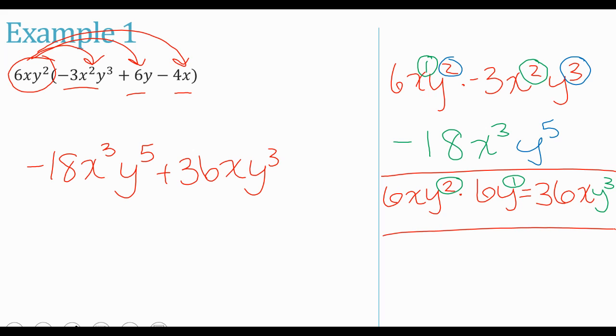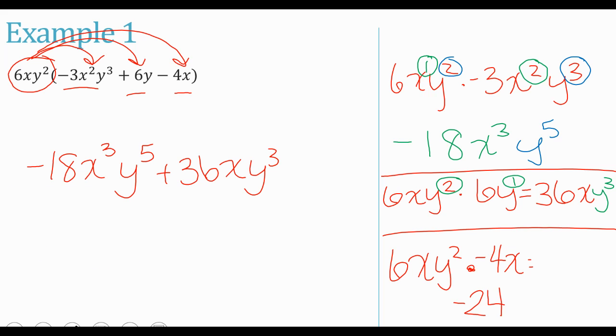And now for our last term, we have 6xy squared times, now treat that like a -4x. And that's a multiplication symbol, just so we know. Okay, so 6 times -4 is going to give me -24.